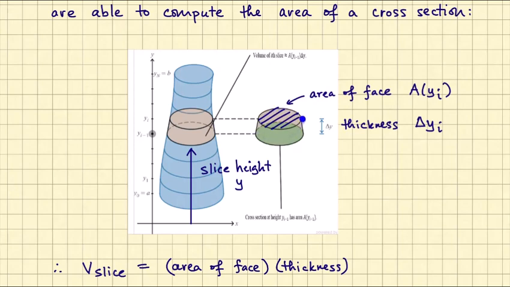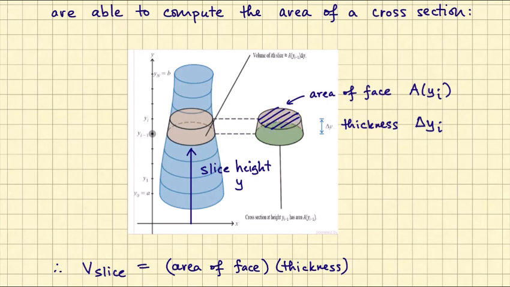And if we look at that slice, it has a thickness in the y direction that we'll call delta y, or delta y_i, since each slice could have a different thickness. So they could change as the slices change, but they have a thickness in the y direction. And if we think of this as infinitesimally thin, something like a penny or even smaller than that, then to find the volume of this slice, since its thickness is delta y, we really just need to know the area of the face.